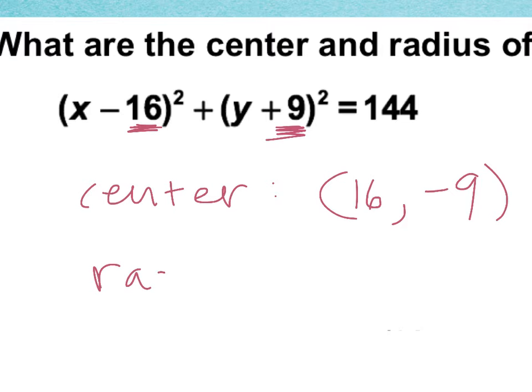Now our radius, we just take the square root of what's on the other side of the equal sign. So since we have 144, the square root of 144 would be 12. So our radius is 12.